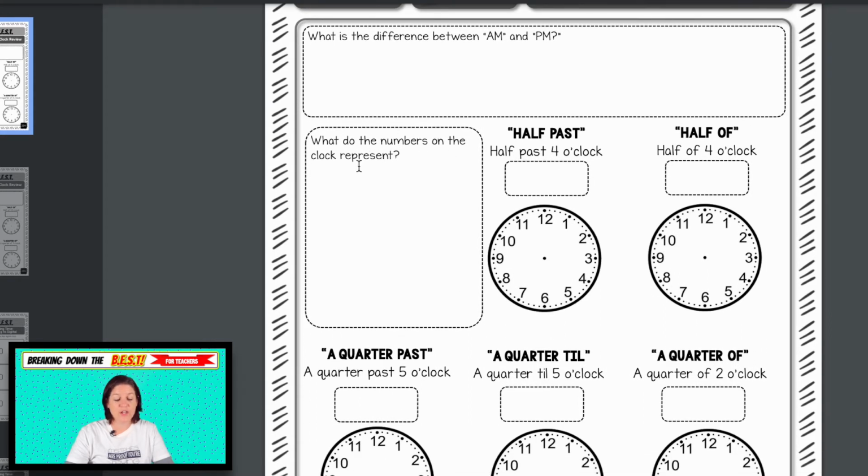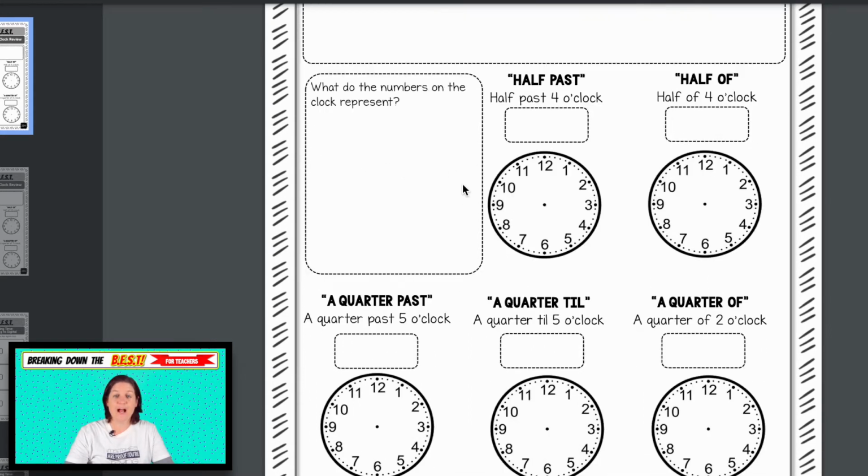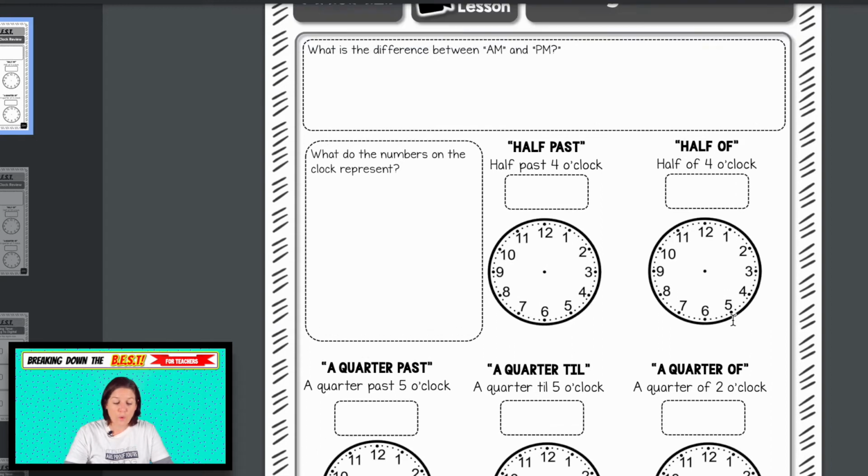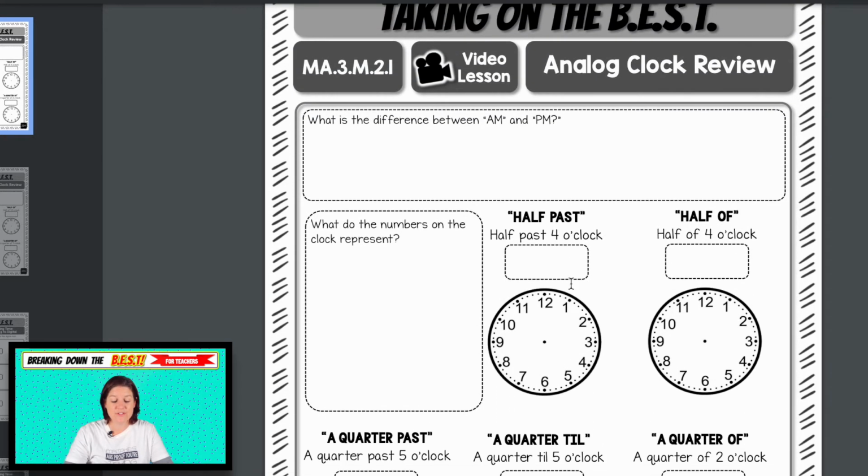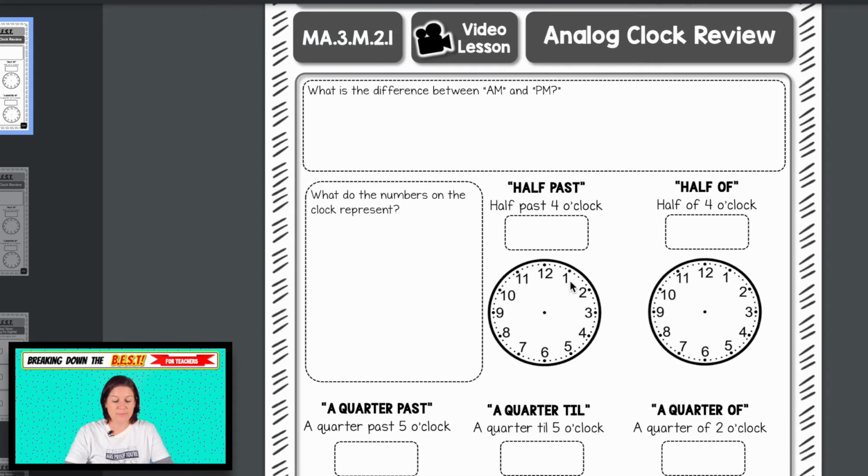What do the numbers on the clock represent? Talking about our hour hand and our minute hand and how it changes. Here's terminology: 4:30, half past 4, a quarter past, a quarter till, a quarter of. This whole video lesson is dedicated to that terminology and what an analog clock looks like, okay?